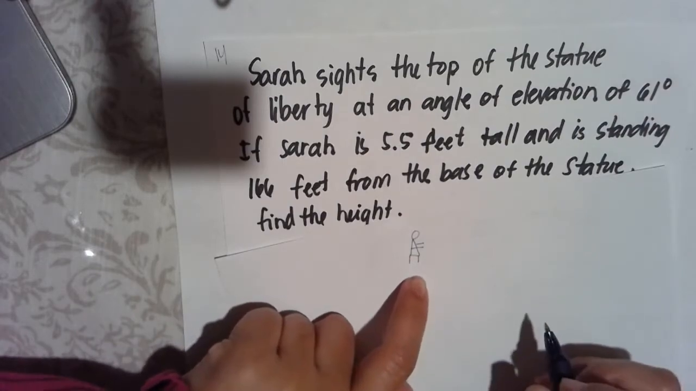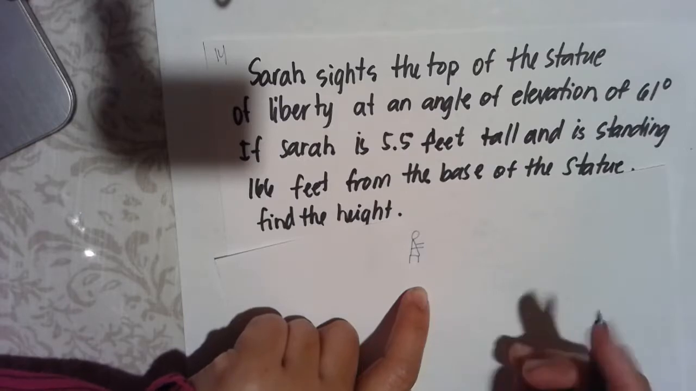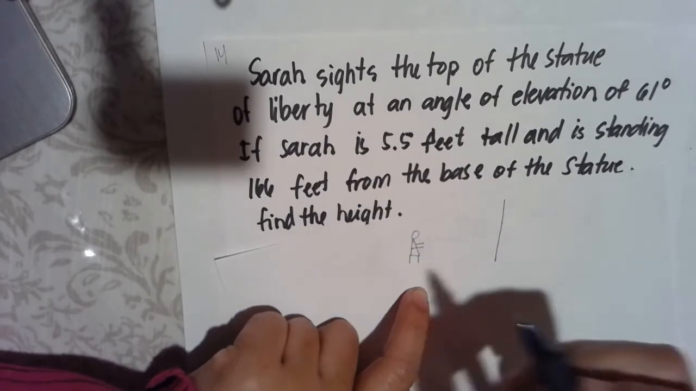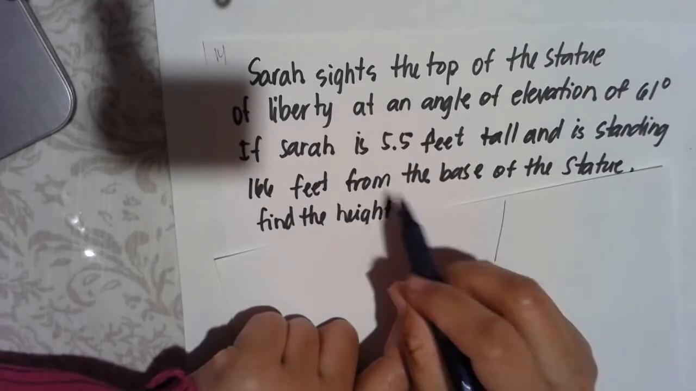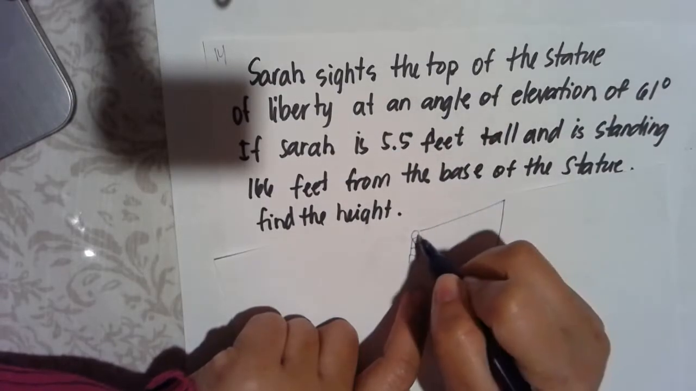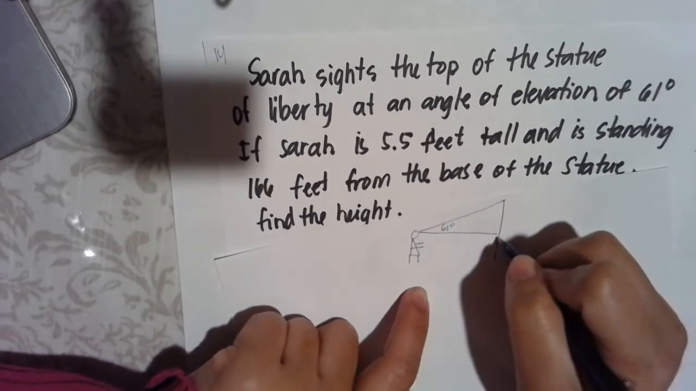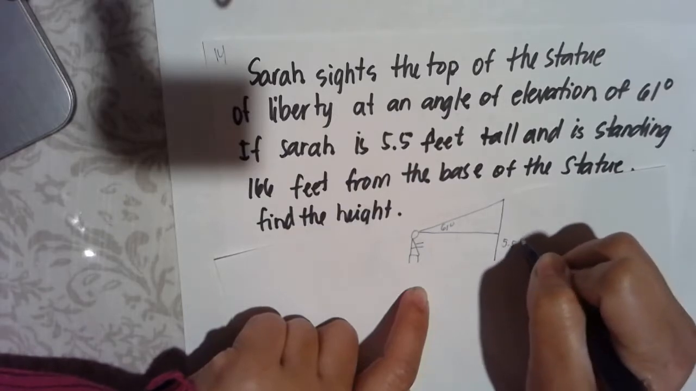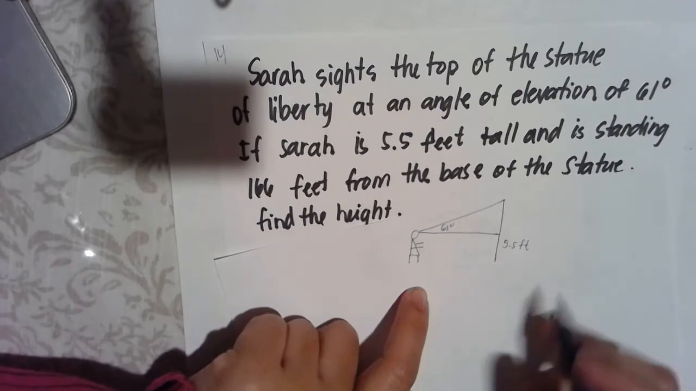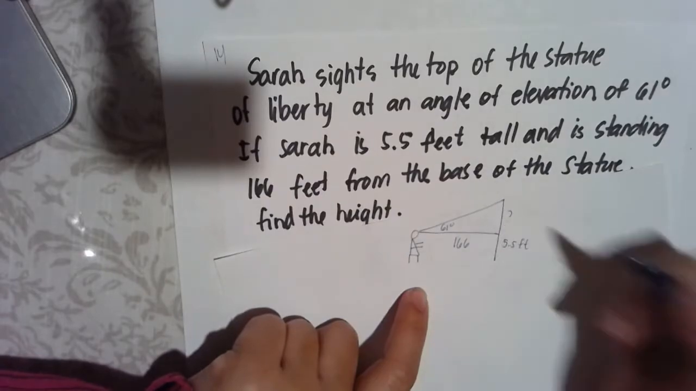of her drawing. Alright, it says Sarah sights the top of the Statue of Liberty. Okay, given that this is the Statue of Liberty, angle of elevation of 61, so that will be 61. If Sarah is 5.5, so this is the height. Sarah is standing 166 feet from the base of the statue. Okay, so find the height. So we're solving for this part.